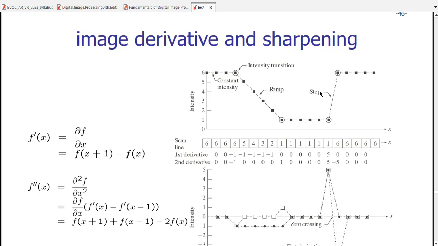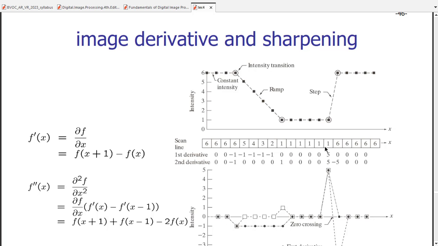Here 6 to 5 means minus 1, 5 to 4 means minus 1, 4 to 3 means minus 1, 3 to 2 means minus 1, 2 to 1 means minus 1, then 1 to 0 gives minus 1, and then 0s. That is the first order derivative. Then the jump from 1 to 6 gives plus 5, an increase, and again 6 to 0 gives minus 6, then 0s.